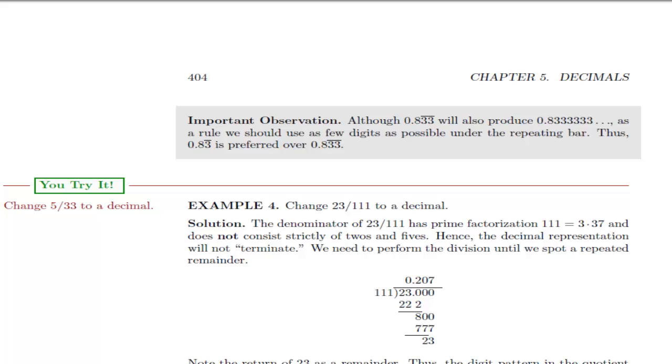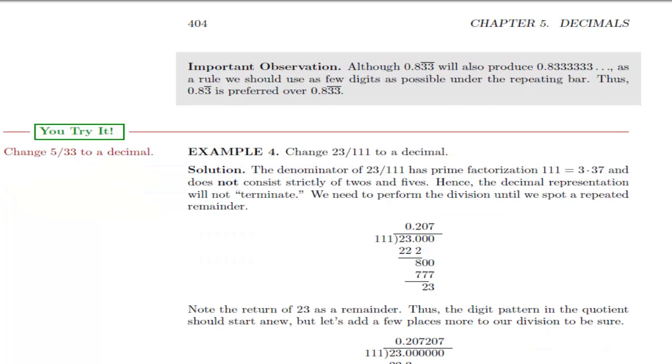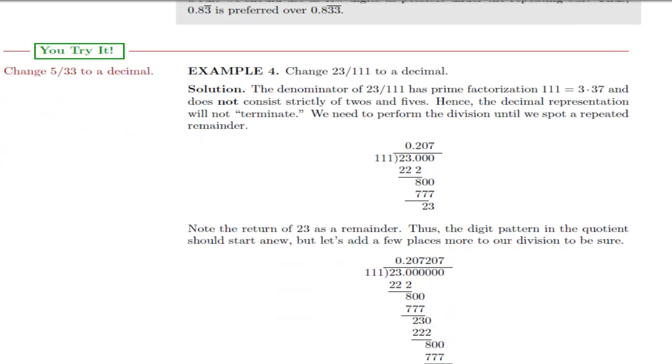Example 4. Change 23 over 111 to a decimal. Solution. The denominator of 23 over 111 has prime factorization 3 times 37 and does not consist strictly of 2's and 5's. Hence, the decimal representation will not terminate. We need to perform the division until we spot a repeated remainder.